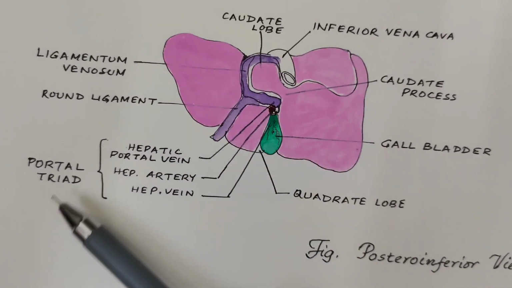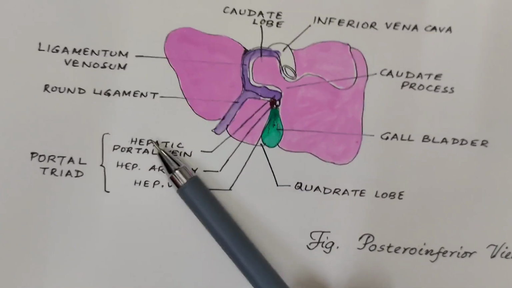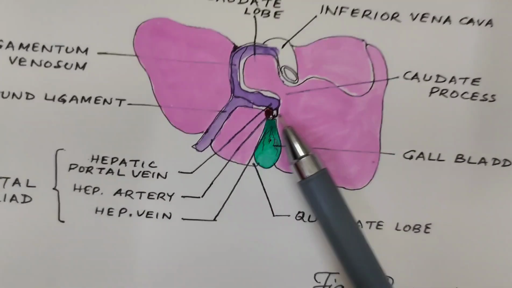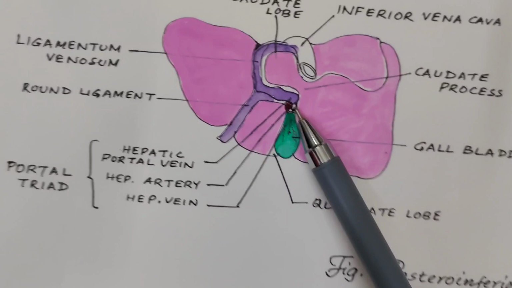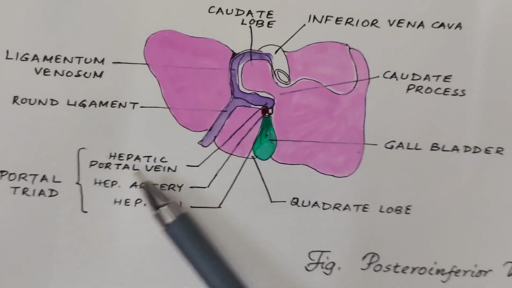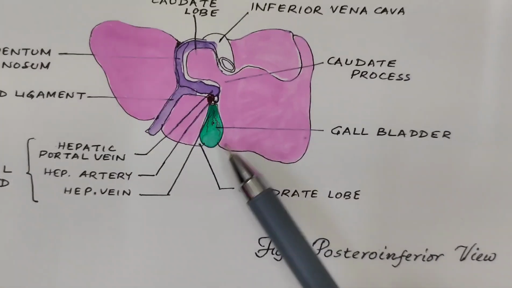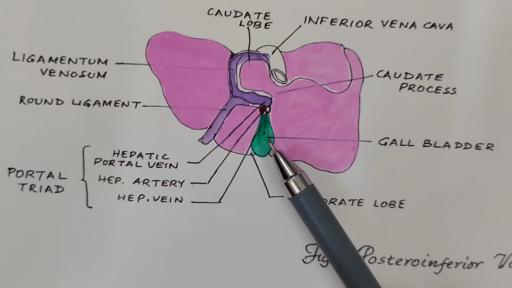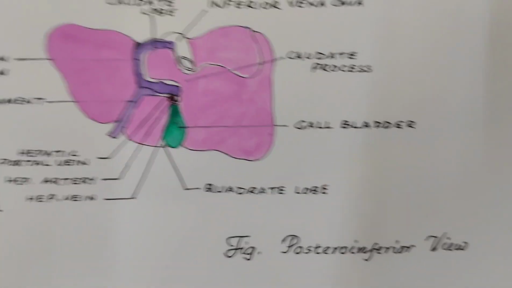Now here we see the portal triad. Portal triad means here we find 3 things. One is the hepatic portal vein, this one. This one is the hepatic artery, and this one is the hepatic vein. They 3 together form a portal triad. Here there is a caudate process, and the green one is the gallbladder. This is the postero-inferior view of the liver.